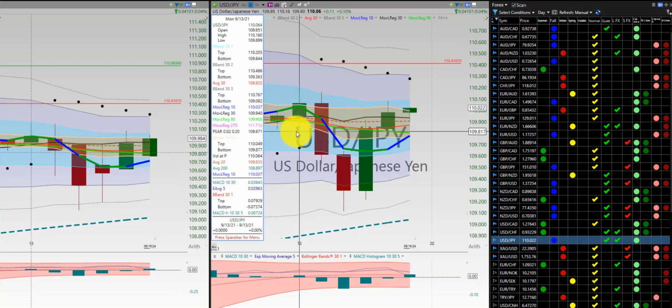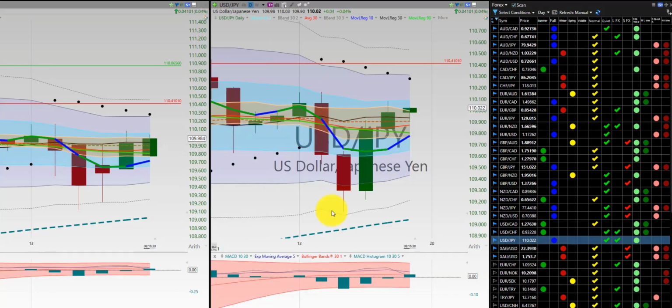US dollar Japanese yen, initial trade here, out for a loss. Another trade here, hits the Z3 for a 1-2 out and comes back, and no further trade the rest of the week.